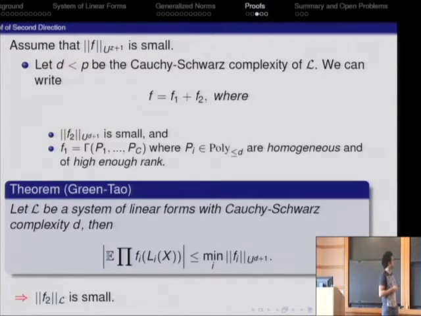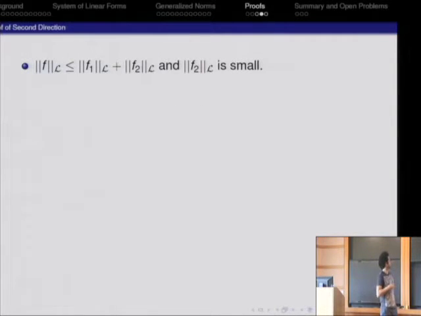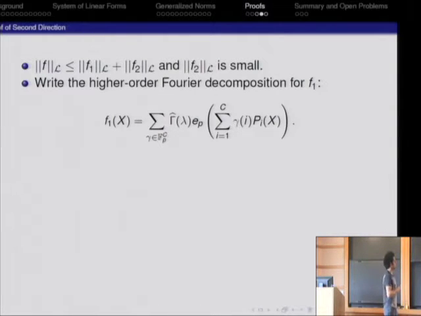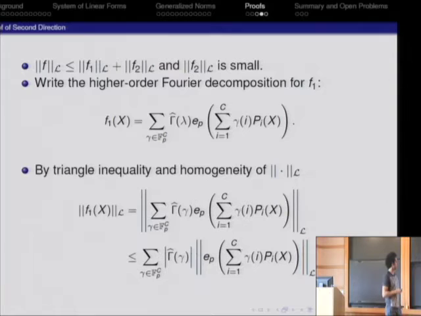And since we have the triangle inequality for L, if we know that this is small, now we have to just prove that f1 has small L norm. To prove that, we write the higher order Fourier decomposition of f1, which, as we have already seen, is of the following form. And now we can use the triangle inequality and homogeneity of the norm L to bound the norm of f1 by this sort of linear combination of norms of these phase exponentials.